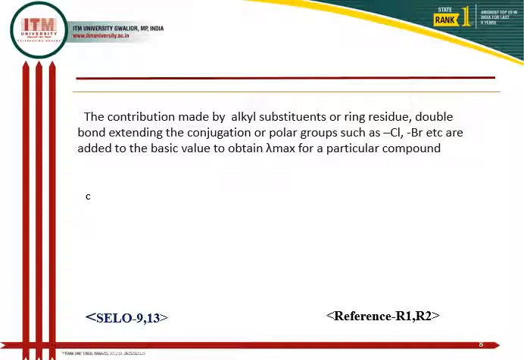Then the contribution made by the alkyl substituents or the ring residue. The base value or parent value is fixed. Now, to that compound, if any alkyl group is present, or a ring residue, an extra ring, or a double bond extending the conjugation, or polar groups like chloro, bromo are added, each of these values should be added to the base value to obtain the lambda max for that particular compound.